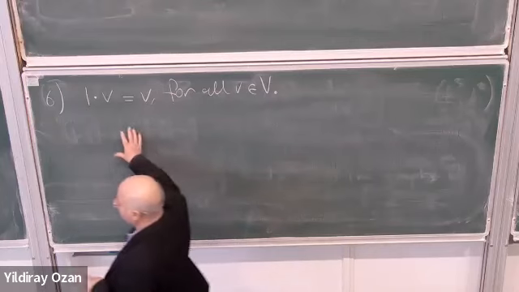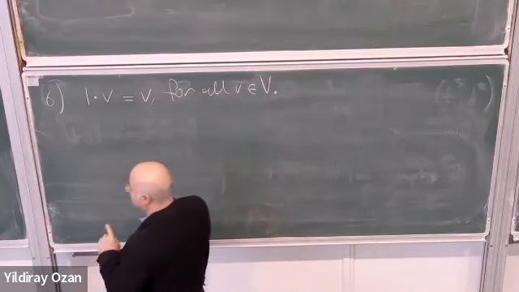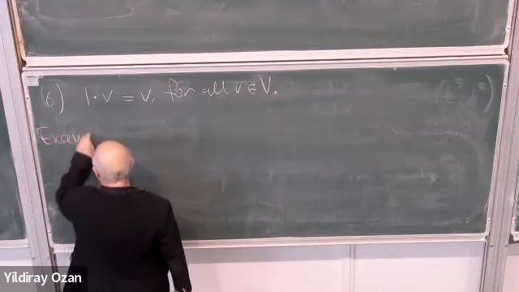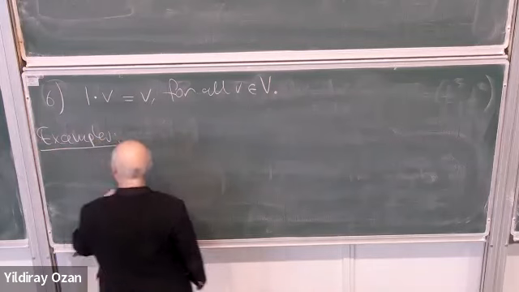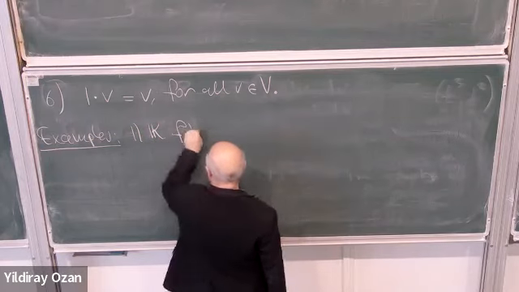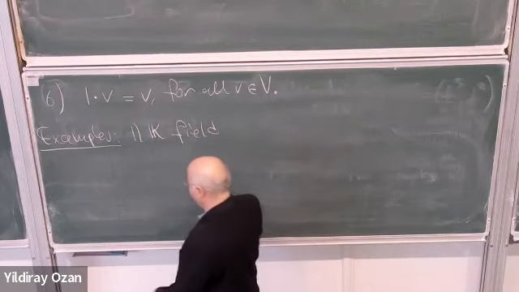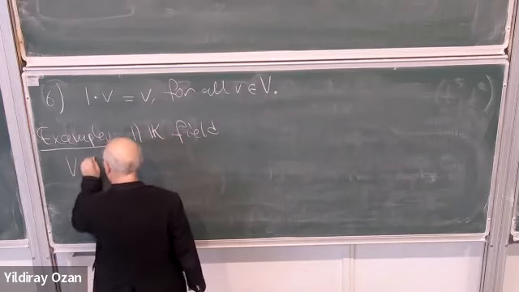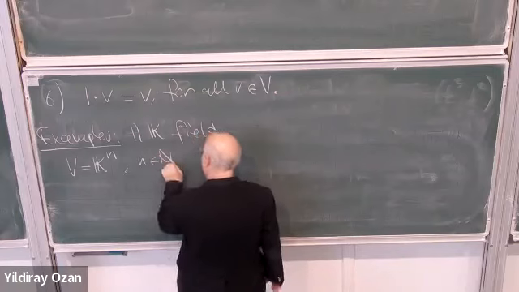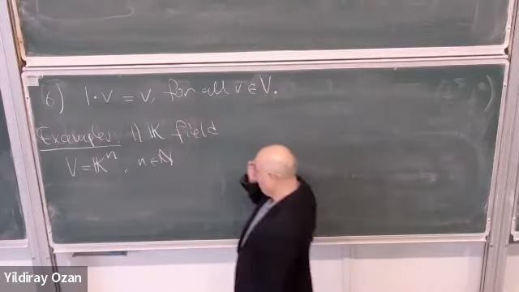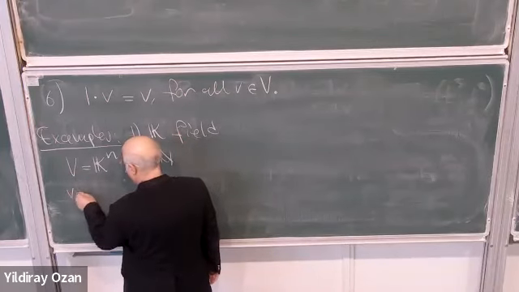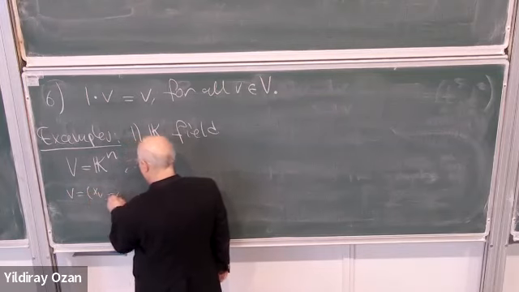All right, so we have several examples, right? For example, if you have a field K, we may take V to be K to the power n, with n being a positive integer. So elements of V are just n-tuples, let's say x1, ..., xn.